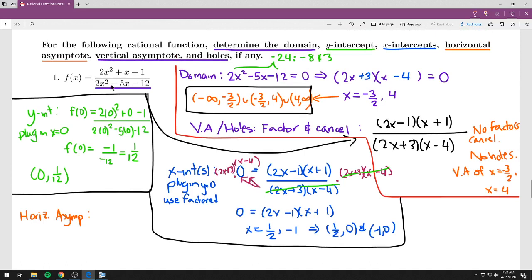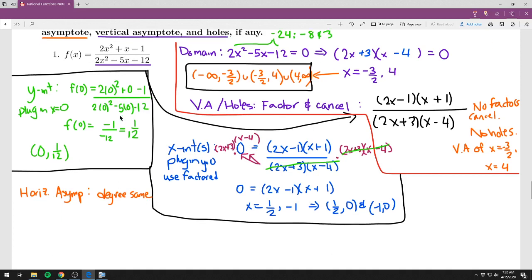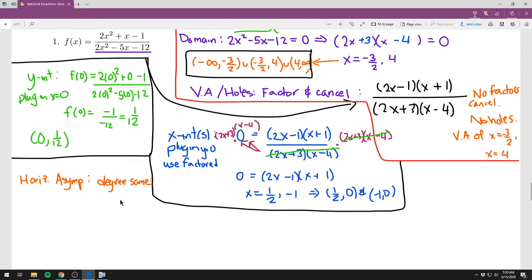And this one, remember you're looking for horizontal asymptotes at the degrees. The degrees are the same. If the degrees are the same, we take the ratio of their leading coefficients. We have y equals 2 over 2, which equals 1. But be careful here, it is an equation like the vertical asymptotes. Y equals 1 is our answer.